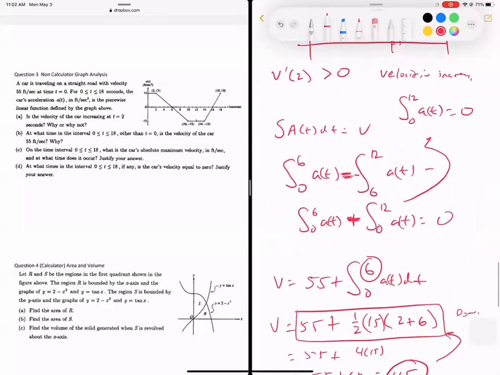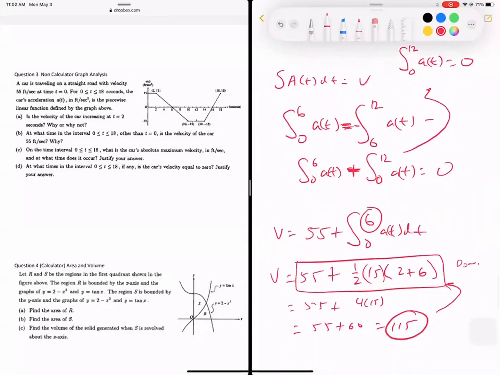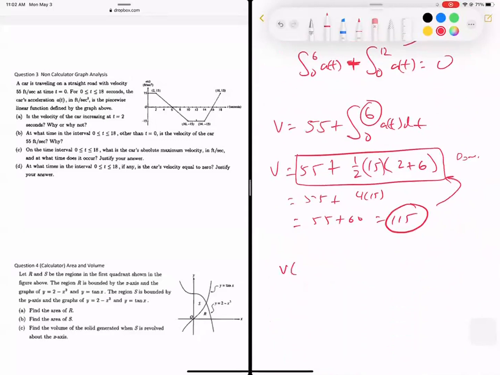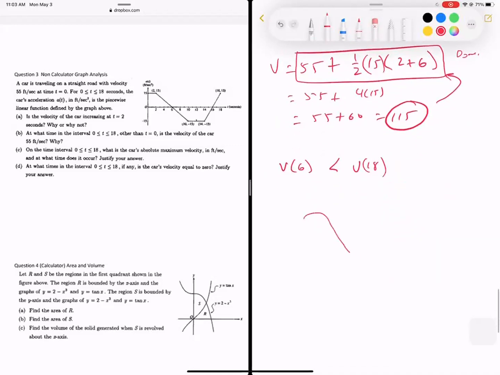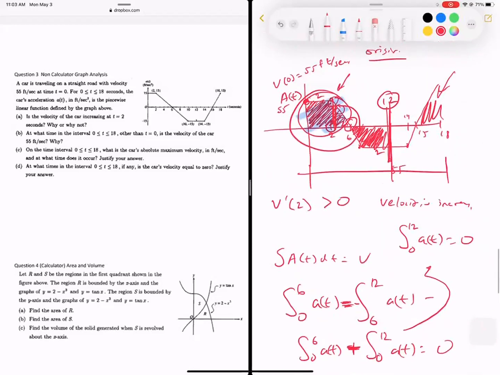So remember, there's a way of checking absolute maximum. We actually have to compare all our values. So the velocity at time 6 is less than the velocity at time 18, right? We have to compare all our possibilities. Remember if the graph looks like that, how do you know that this point here was the absolute maximum? We had to compare all these 3 points. So when you hear absolute maximum, you have to make sure you cover all the possibilities. So we said it could only be at 6, and it could only be at 18. Right? These were the only 2 points that we thought. And definitely the velocity at 18 was less.